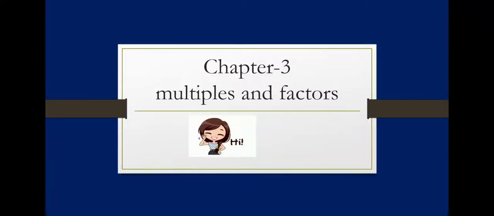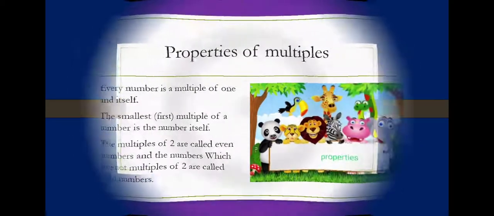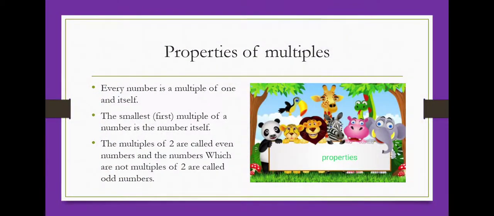Dear students, this is class 5, chapter 3, multiples and factors. First, we are going to see the properties of multiples. There are 3 points. Point number 1, every number is a multiple of 1 and itself. Point 2, the smallest multiple of a number is the number itself.